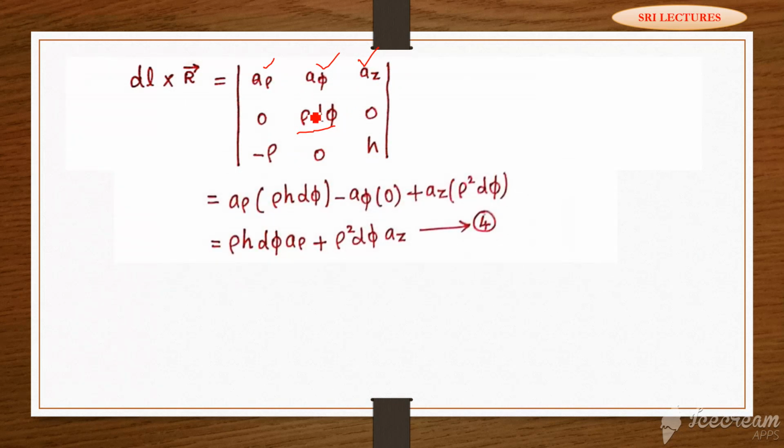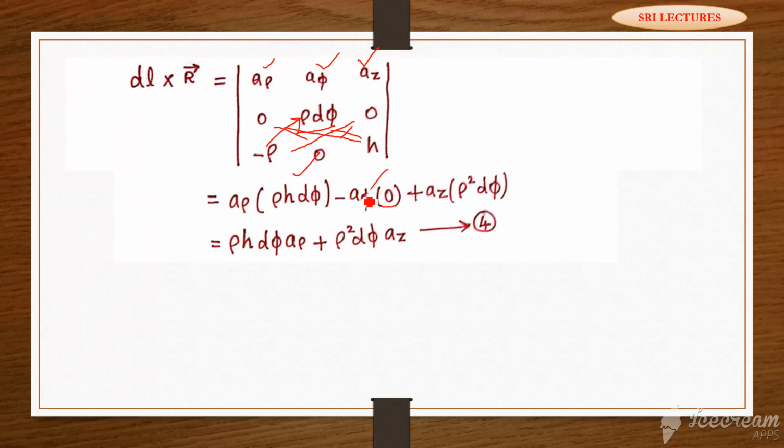So a rho into the product of this minus the product of this, then we get this one, minus a phi into the product of these two, that is 0, minus this, the value is 0, minus 0, 0, plus a z into the product of this 0, here one, minus the product of these two. Here we have minus, minus of minus becomes plus, then we get rho squared into d phi. So this is rho squared into d phi.